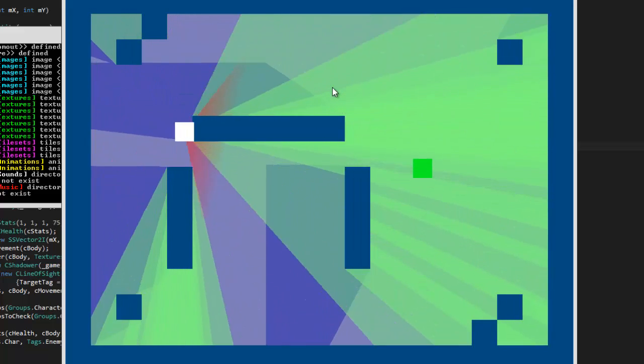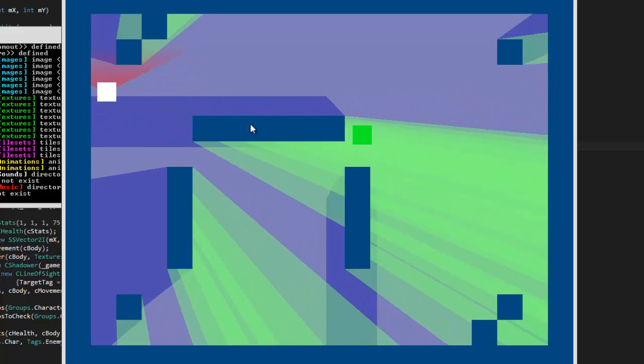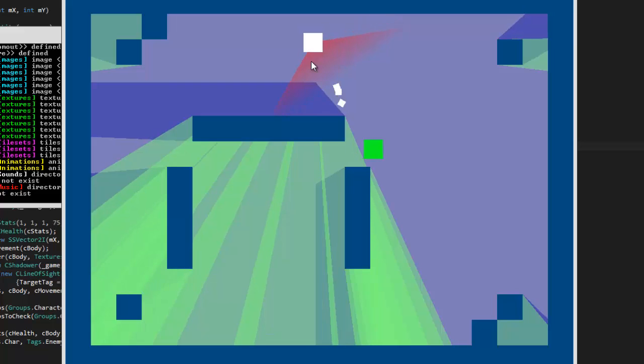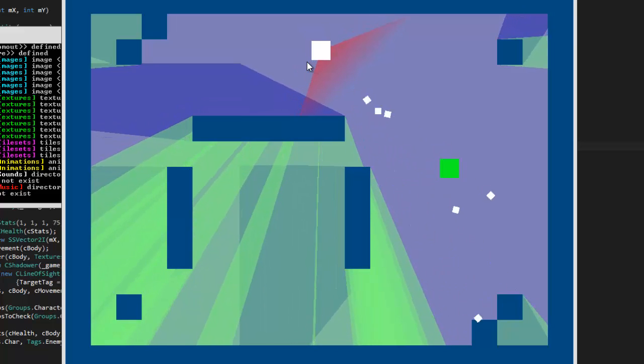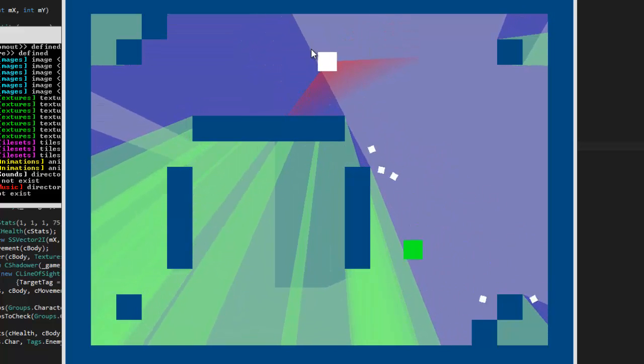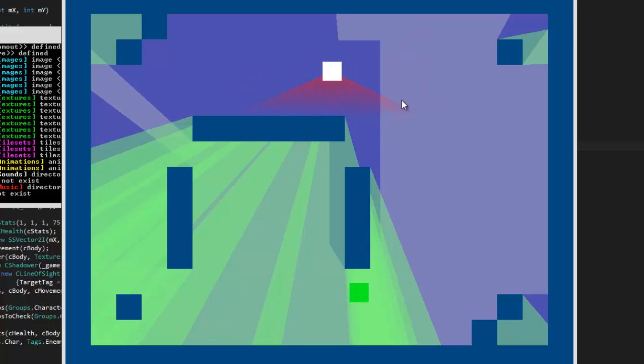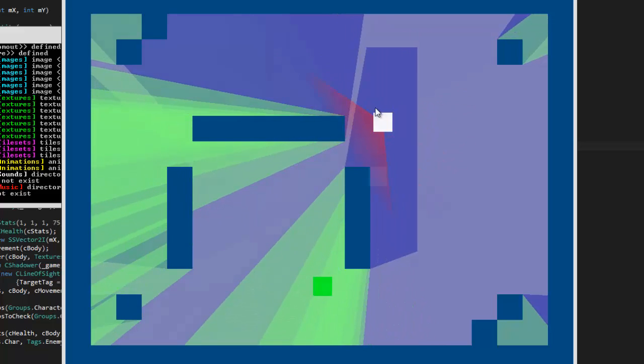The AI is pretty simple so far. It moves around randomly when it has no target, and when it finds a target, it starts shooting. If the target goes out of sight, the entity stays put for a certain amount of time and looks around to see if it can catch the target again.